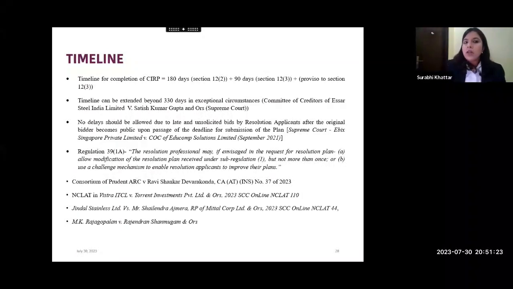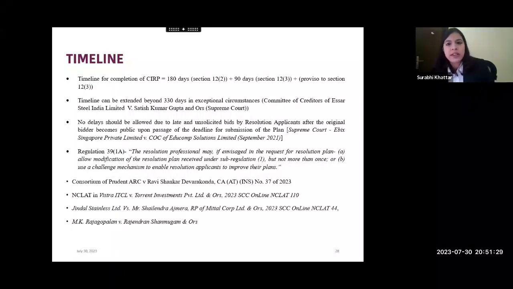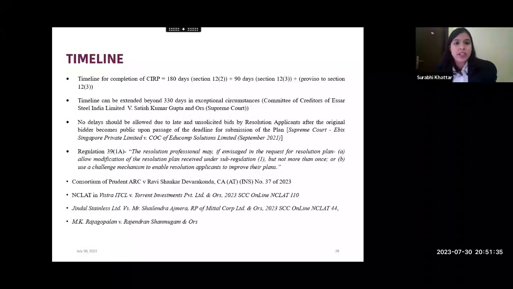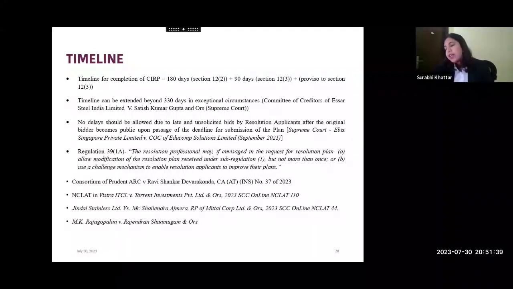Here also, what NCLT and NCLAT both upheld was that the word or is not to be read to mean that the COC is bound by only one of the options, and the COC has the option, especially if it is provided in the RFRP, to exercise both the options.